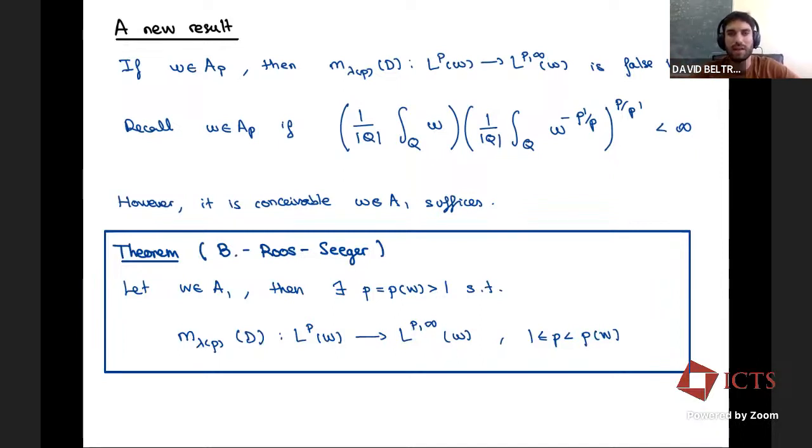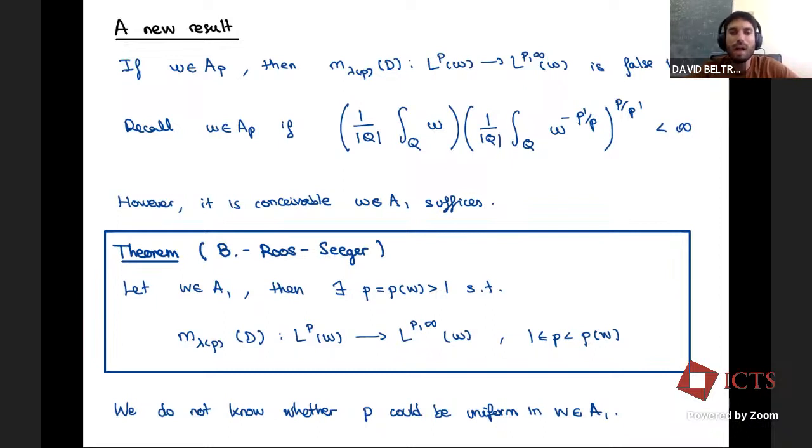It's not the definitive answer, but what we are able to say is that for weights in A1, there exists a P, but the P depends on the weight. So it's not a uniform P over the whole class. There exists a P greater than 1, such that the boundedness holds for all P's between 1 and that P_W. So the case P equal 1 would be Vargas' result, and we are extending that a little bit more. Unfortunately, the exponent P depends on the weight. We don't know whether we can take it to be uniform in the whole class, and ideally one would like that.